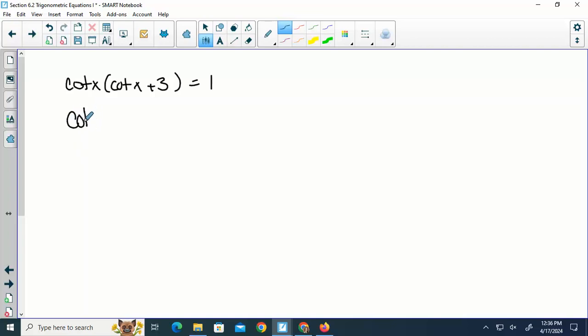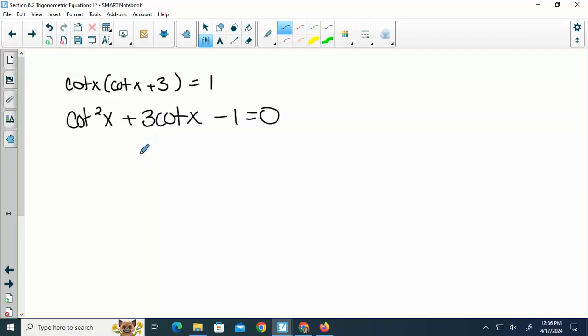We get cotangent squared x plus 3 cotangent x. You subtract your 1, so it equals 0. Okay, and then we try what multiplies to -1 and adds to positive 3. And we have a problem.